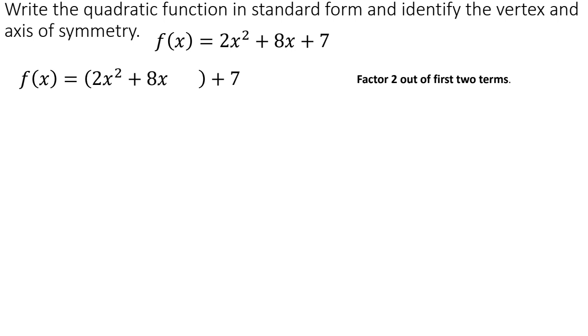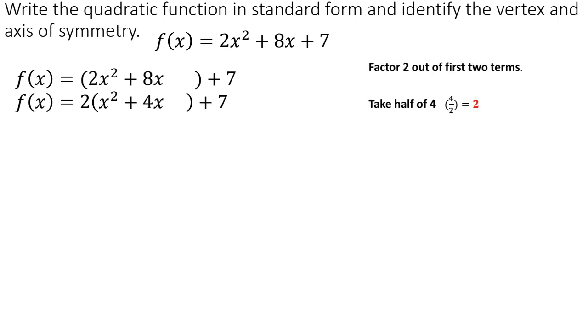But before I do the c part, I'm going to factor out a term from these two. Okay, I always want this one inside to be 1. So we always want to do this. So here, the common term that I can factor between 2 and 8 is a 2. So I'll factor out a 2, and it's going to leave me with x squared plus 4x inside. Okay? So now again, I'm going to complete the square. I'm going to take b. b is 4.